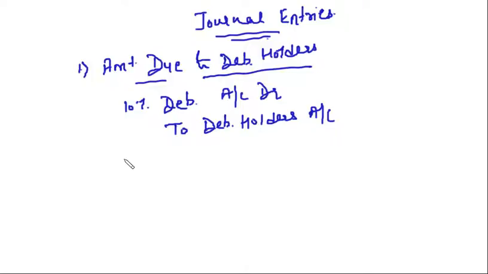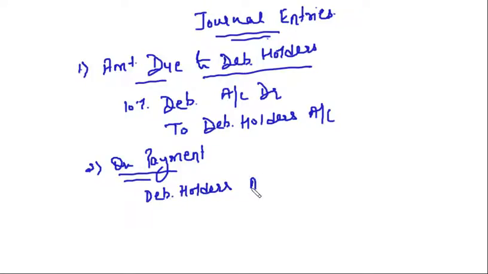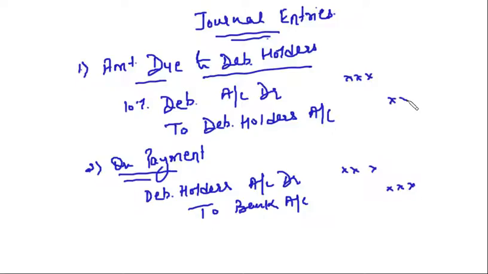Then, when you are making the payment now, on payment, what will be the entry? We are paying our creditors, that is debenture holders account debit to bank account. This is the journal entry on payment to debenture holders. This is the payment being made on maturity in lump sum. Clear? This is the case when redemption is at par. Now let's see when redemption is at premium.